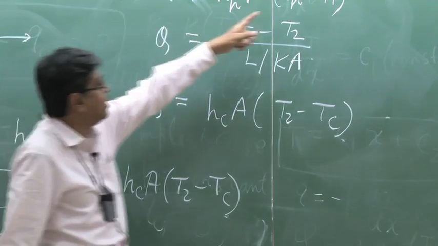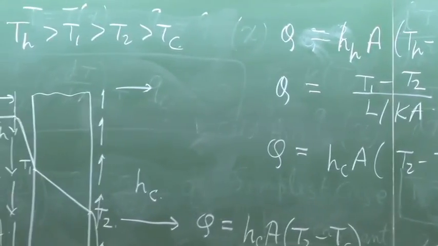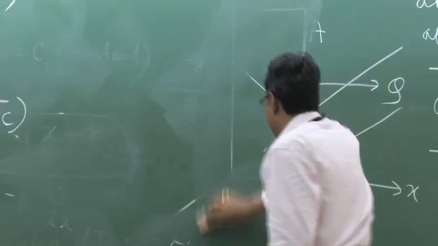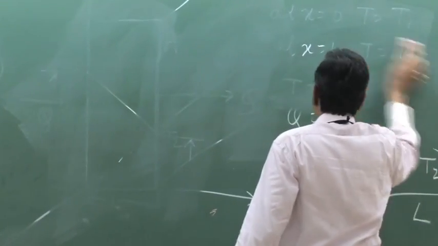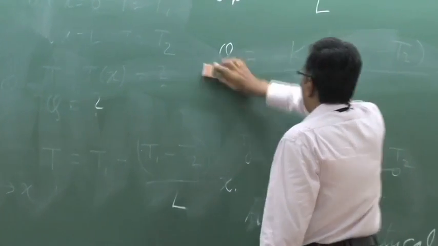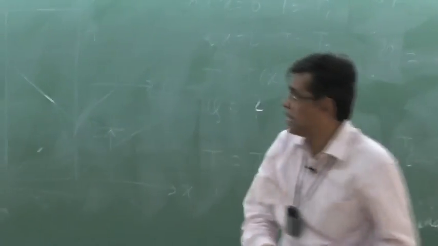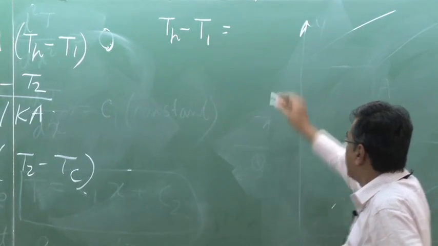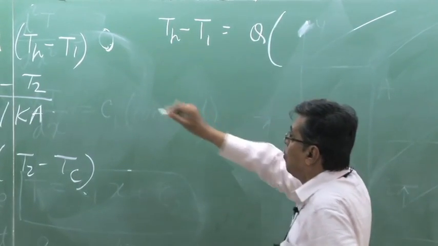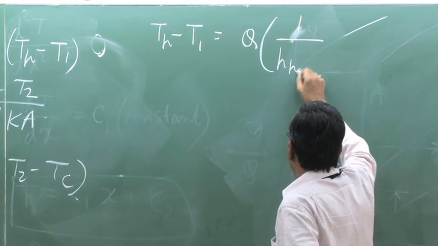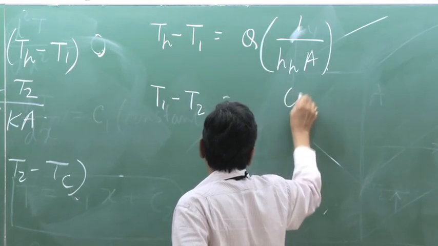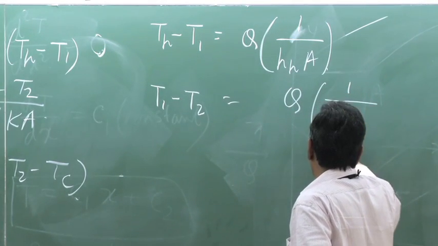Now, if we write the temperature differences in terms of the heat flux and add it up, then what do we get? If we write all the equations, rearranged in the fashion as we did here, that flux is equal to potential difference divided by the resistance. Or in other words, if I write it in this fashion, this Th minus T1 is a little rearrangement, it is Q into 1 by hHA. Similarly, T1 minus T2 is Q into 1 by L by kA.